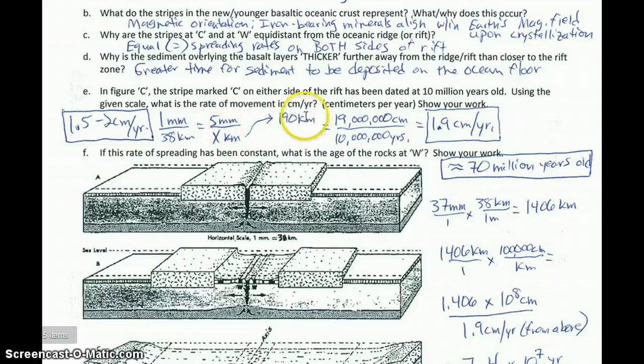equals 190 kilometers. Well, now I need to convert kilometers into centimeters, and I know that there are 1,000 meters in a kilometer, and there are 100 centimeters in a meter. 100 times 1,000 is 100,000. So I can take 190 times 100,000, and I get 19 million centimeters. It traveled 19 million centimeters in 10 million years. So the rate of this plate motion is going to be 1.9 centimeters per year. So if your calculations were close to that, I would say between 1.5 and 2 centimeters per year.